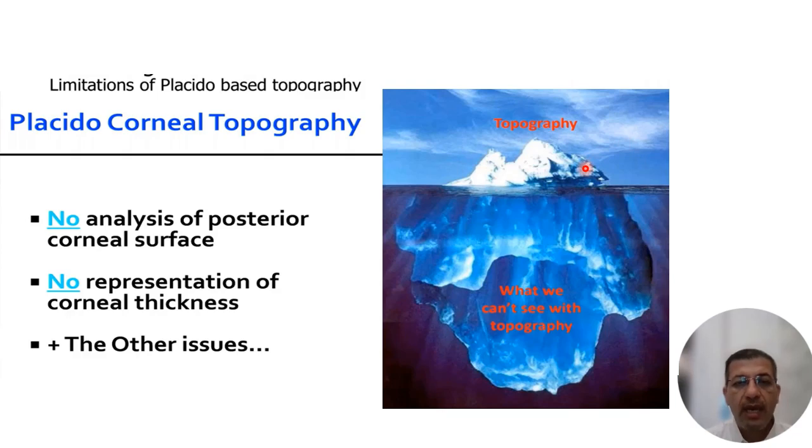So this is like an iceberg: the posterior surface and the data in the posterior surface are missing, and also the data regarding the thickness of the cornea is missing. So it only gives information about the anterior surface. This gives the elevation-based topography a superior advantage over the Placido disc topography.